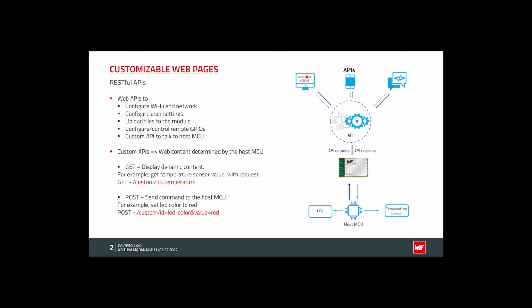Similarly, the custom API also supports a post request wherein it is possible to send commands like LED on and off via the custom API onto the Calypso module, which in turn will be forwarded to the host microcontroller to act upon. In this case, the host microcontroller can wait on this specific ID and perform actions like switching on or switching off the LED.